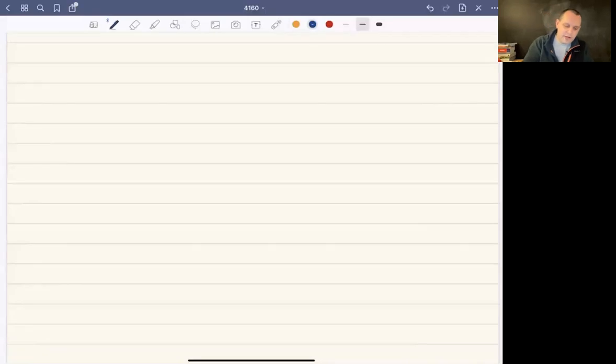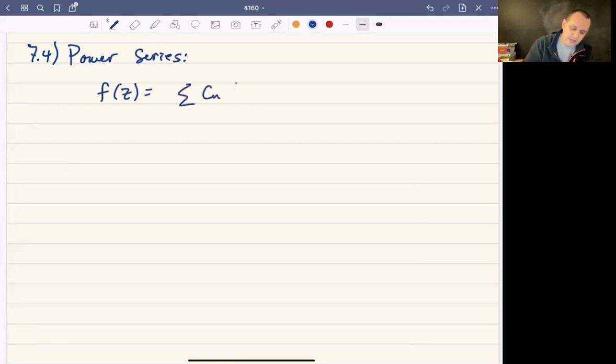Now we're ready to talk about power series. This is now officially material from 7.4. Okay, so now we're ready to talk about power series, and a power series is any function of the form the sum of c sub k times z minus z naught to the k, where k goes from 0 to infinity. So this is very similar to what we do in Calc 2 when we talk about power series.